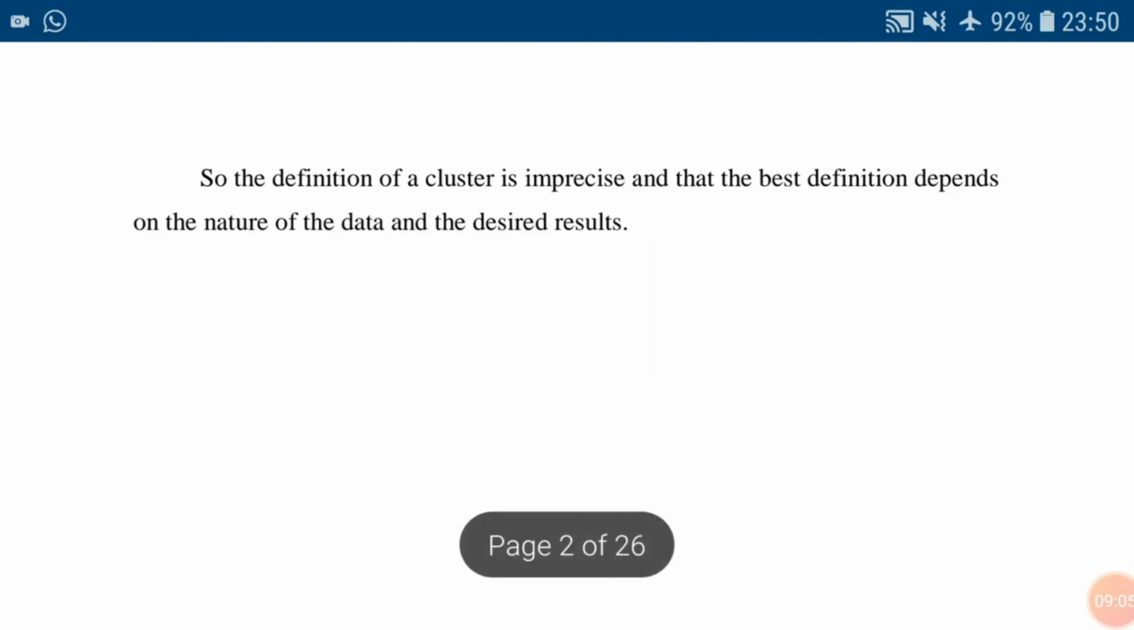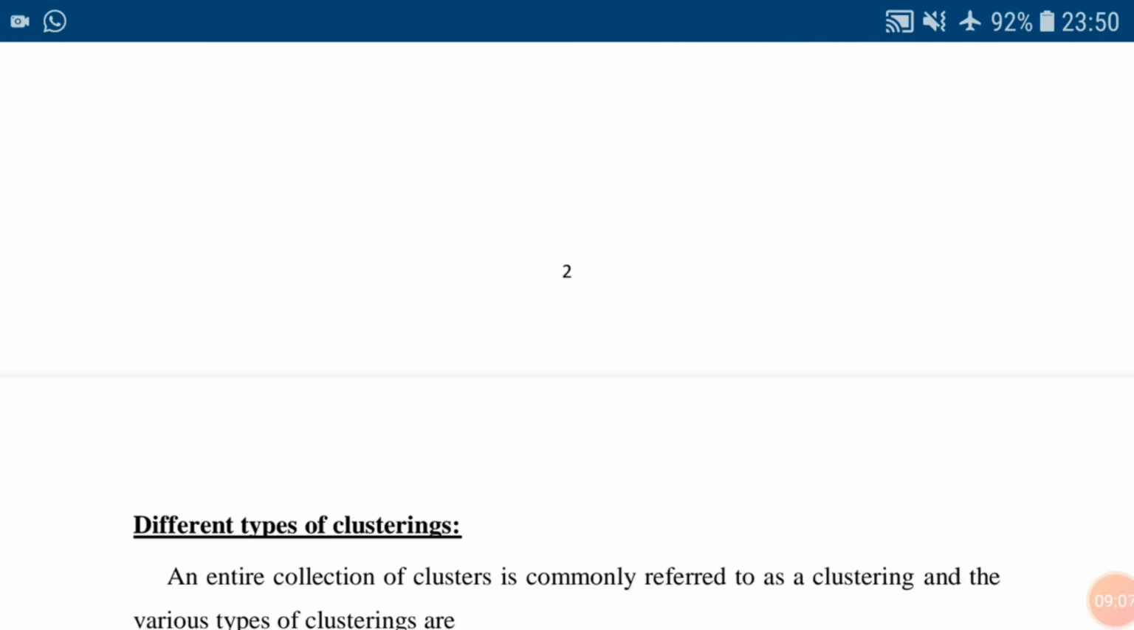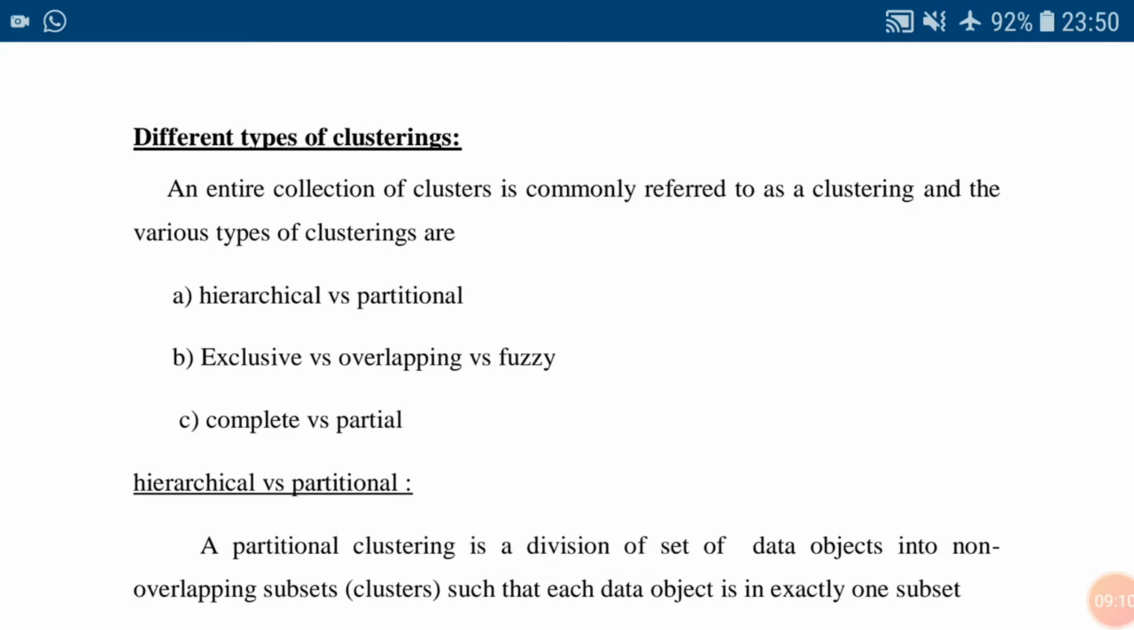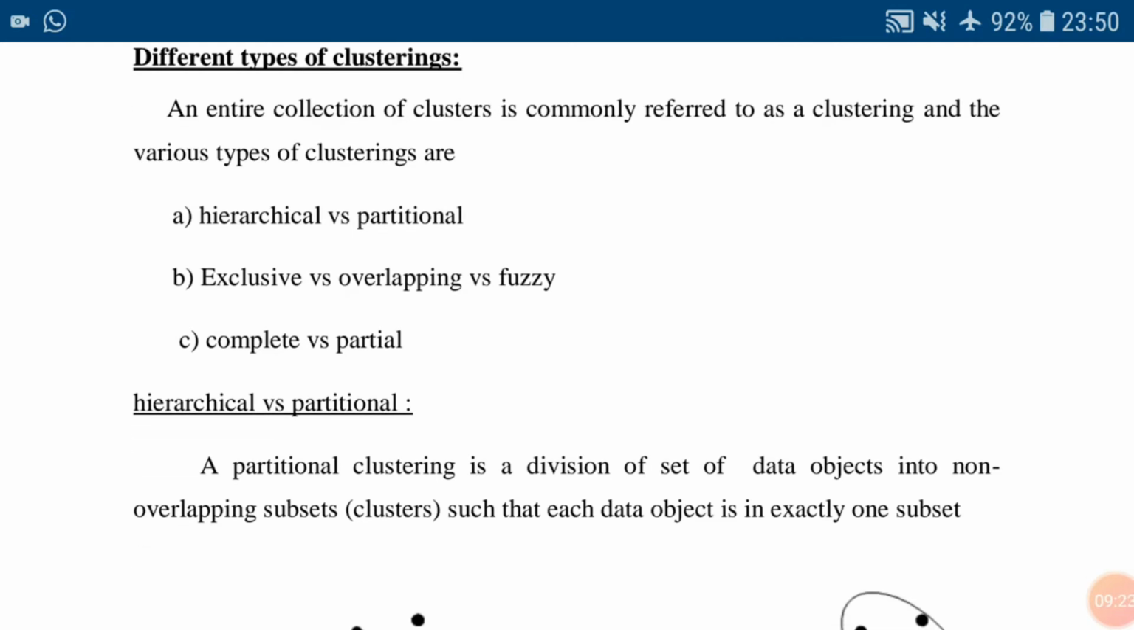Next we will go into the types of clustering, different types of clusterings. An entire collection of clusters is commonly referred to as a clustering, and there are different types of clusterings. First, hierarchical versus partitional clustering. Second, exclusive versus overlapping versus fuzzy clustering. Third, complete versus partial clustering. First we will see hierarchical versus partitional clustering.